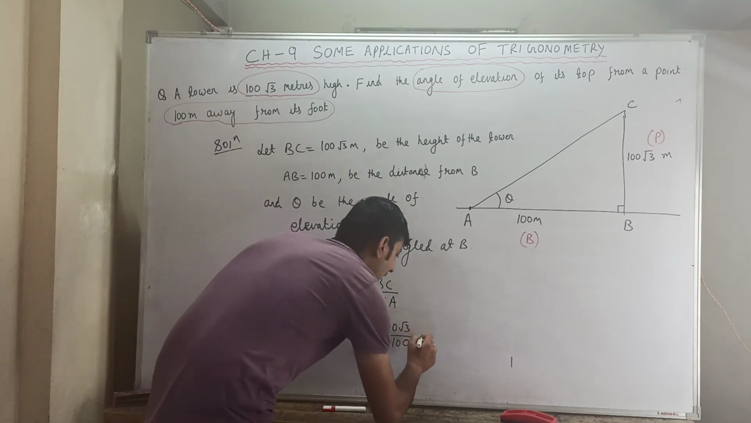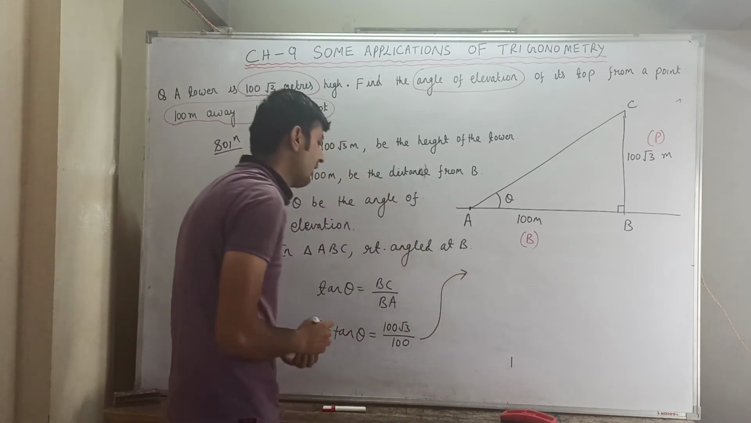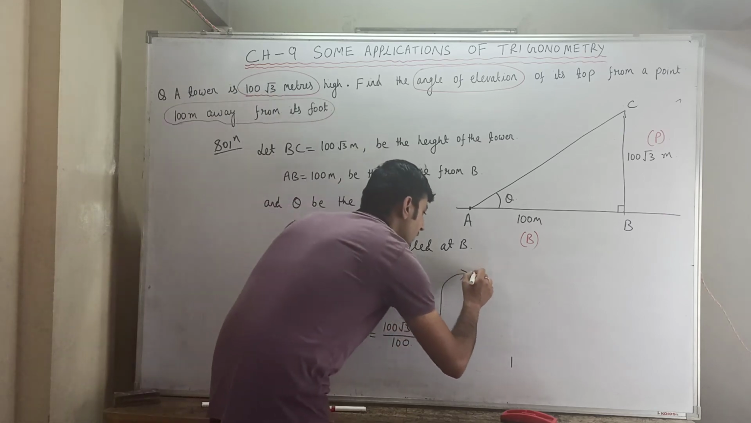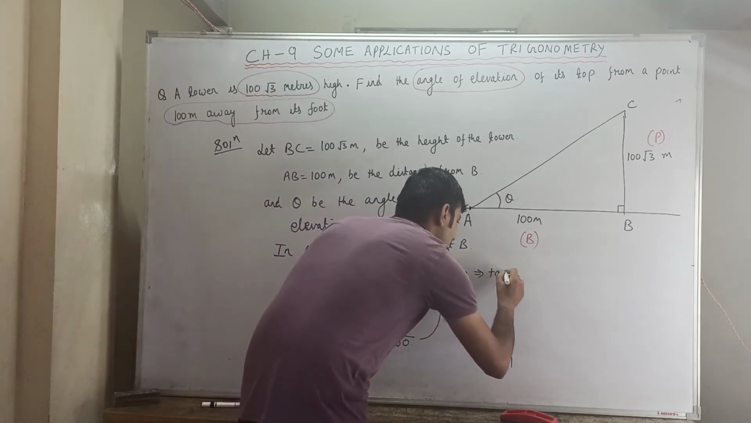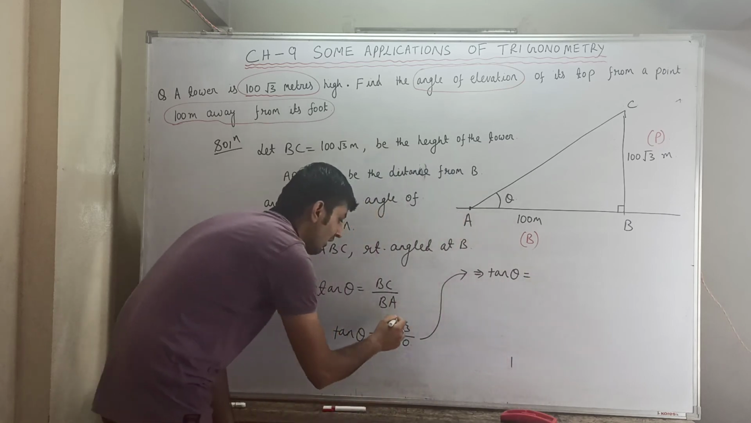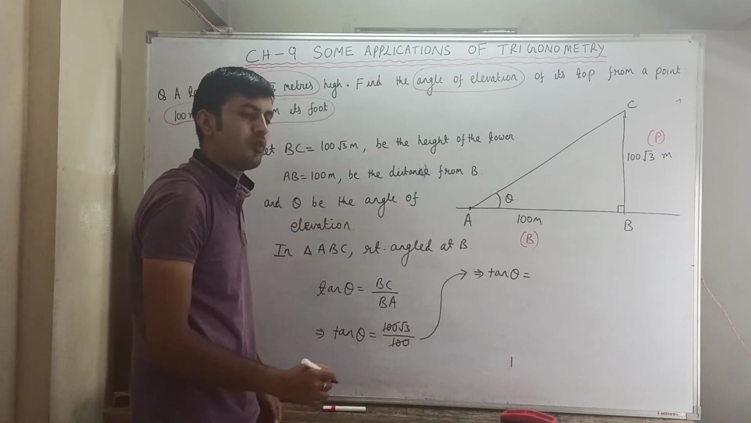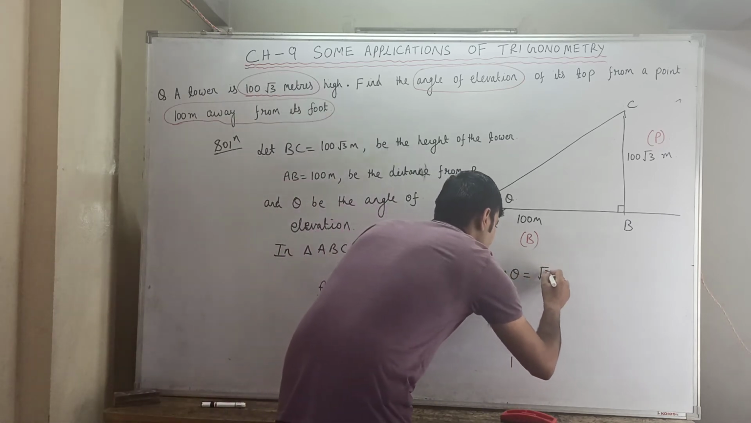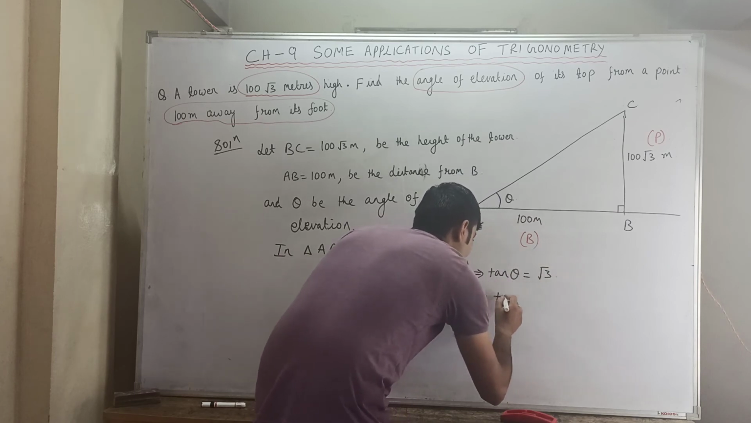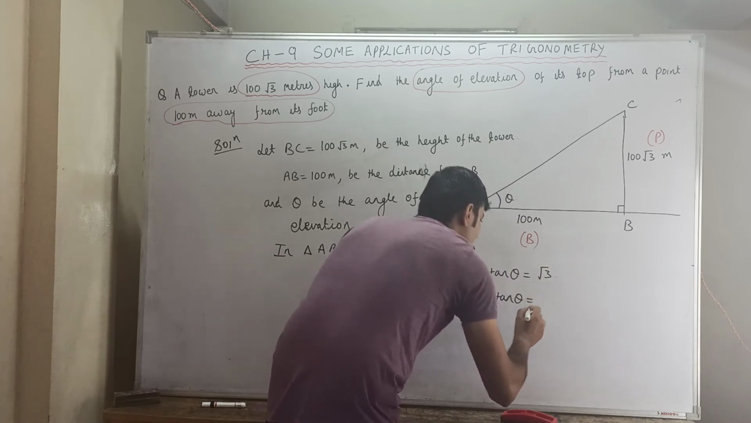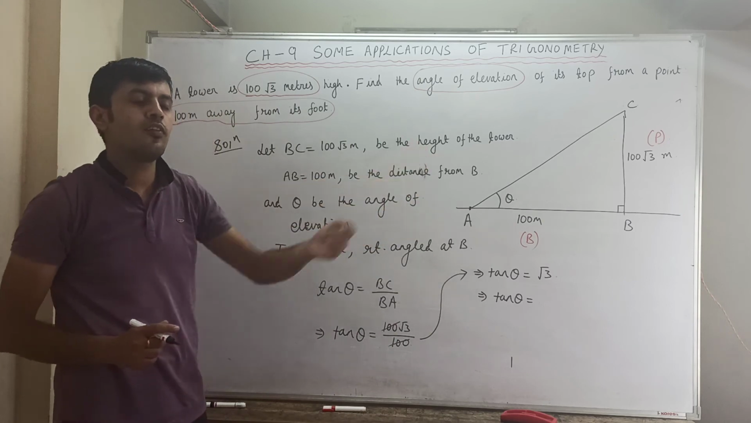So what will happen next? Let me do it this side. This implies your tan of theta is how much? 100 and 100 you can cancel. So you got root over 3. So these things we have already done in the last video. Now tan of theta is equal to root 3.